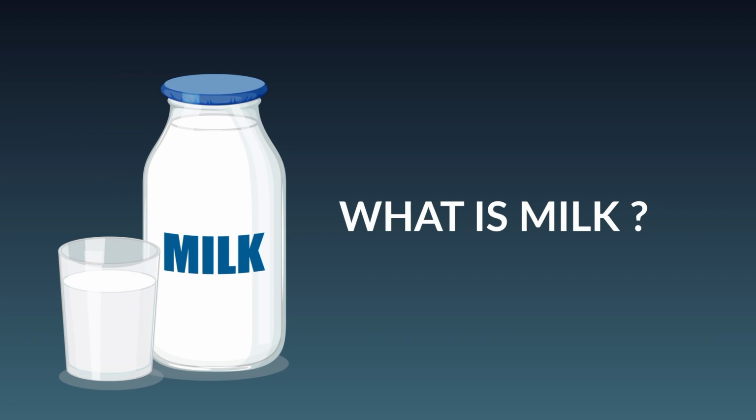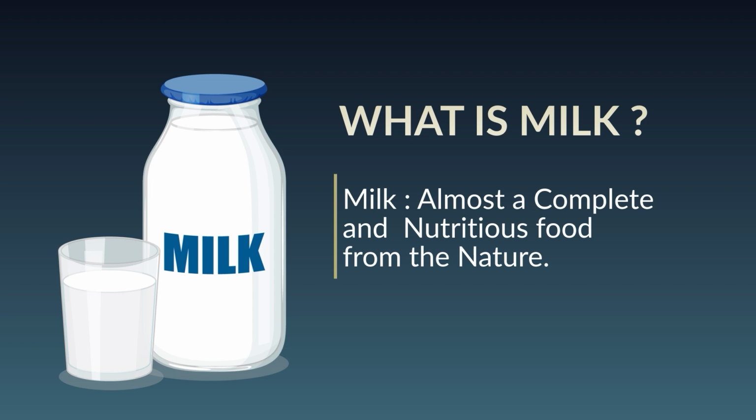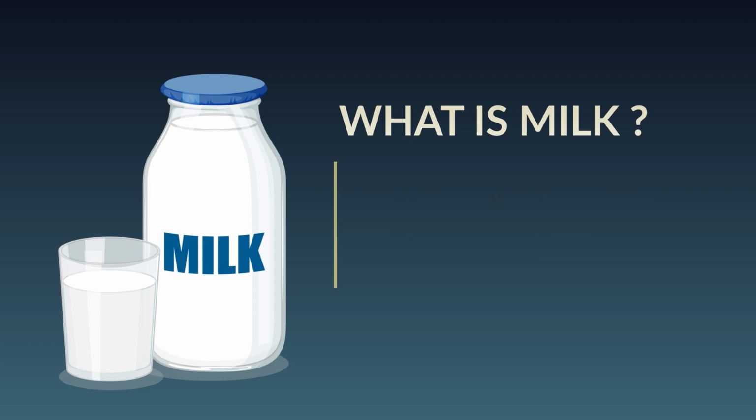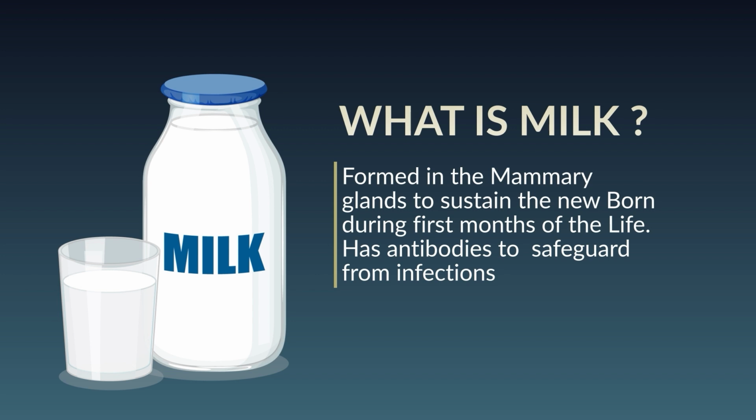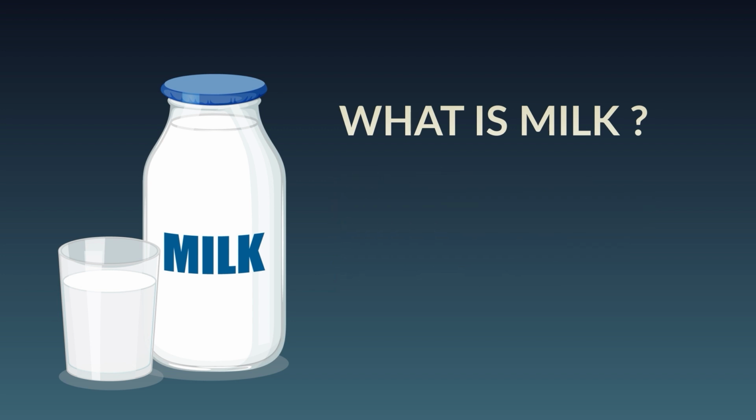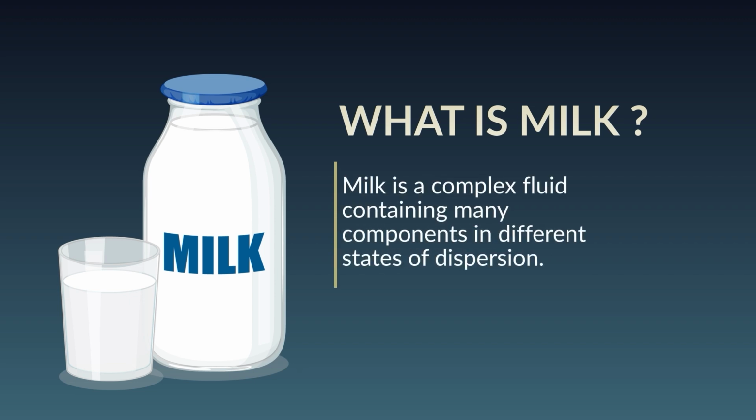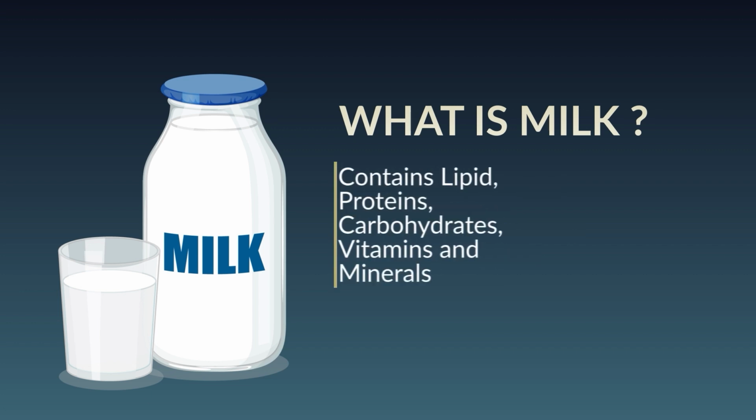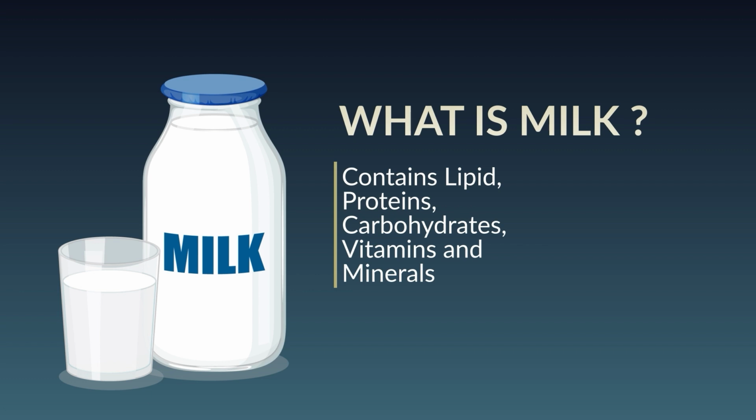Now, we come to the milk. First thing is, what is milk? As I mentioned, it is a complete and nutritious food from nature, and it is formed in the mammary glands to sustain the newborn during the first months of life, because it contains antibodies to safeguard from infection. And we also define it as a complex fluid. It looks like water, but it is a complex fluid containing dispersed components, that is lipids, proteins, carbohydrates, vitamins and minerals.